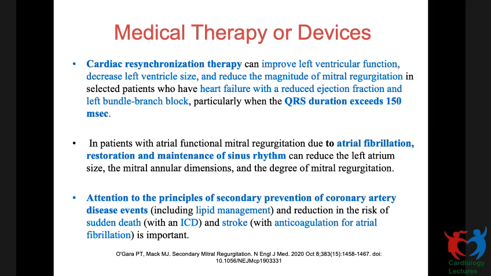And in patients with atrial functional mitral regurgitation, such as in patients with atrial fibrillation, restoration and maintenance of sinus rhythm can reduce the left atrial size, mitral annular dimensions, and degree of mitral regurgitation. And attention to the principles of secondary prevention of coronary artery disease, including lipid management and reduction in risk of sudden cardiac death with use of ICD, or stroke, is important.